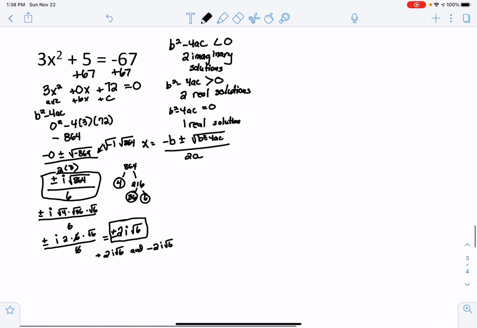So either one of these is technically the right answer. This one is the best answer because it is a simplified radical. Right now, because we're learning, I'd be okay with you having the first one, but if you were taking a multiple choice test, you would want to have the second one.